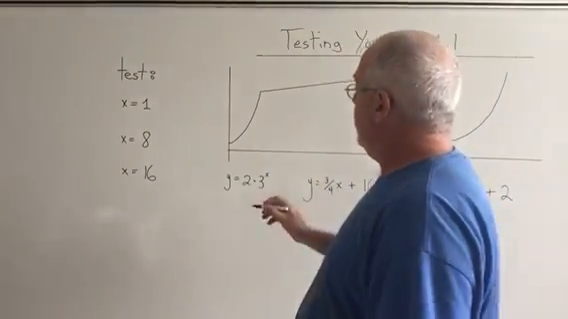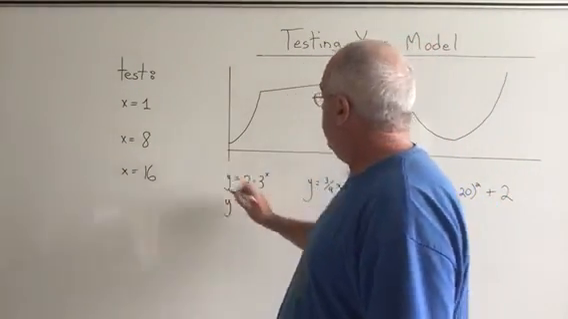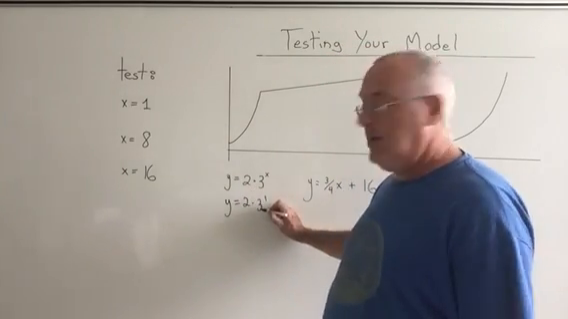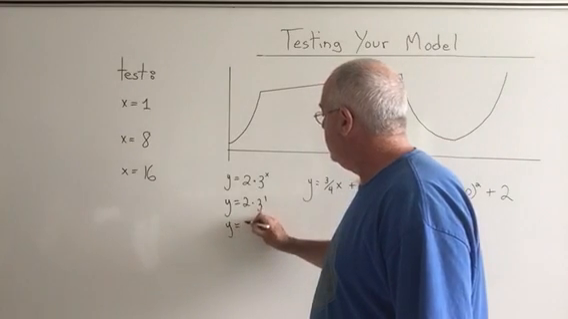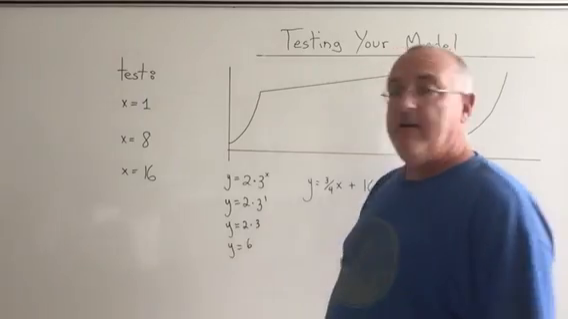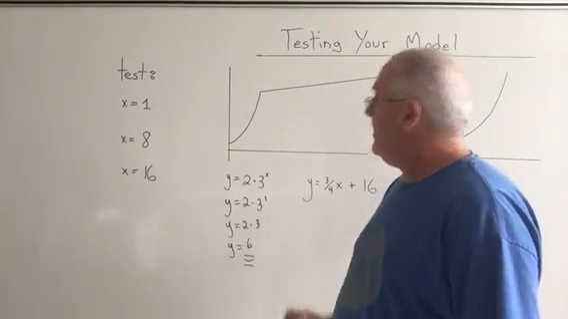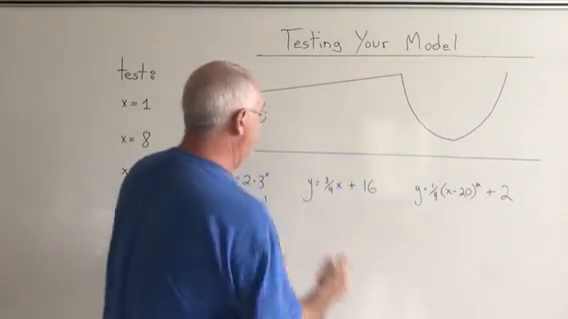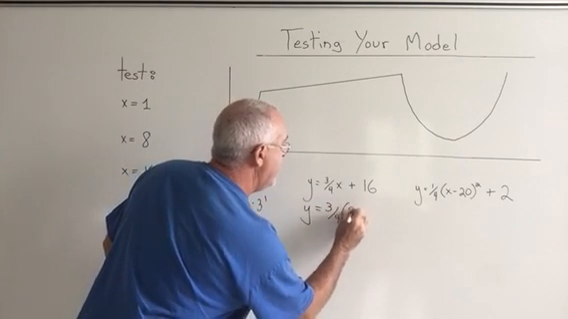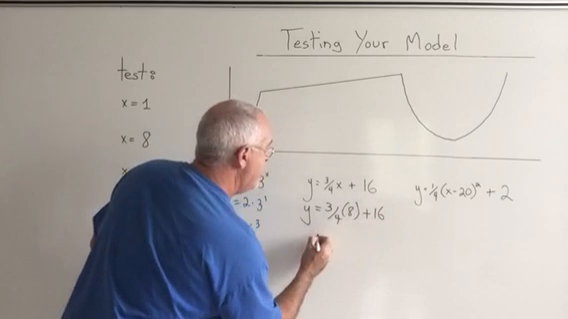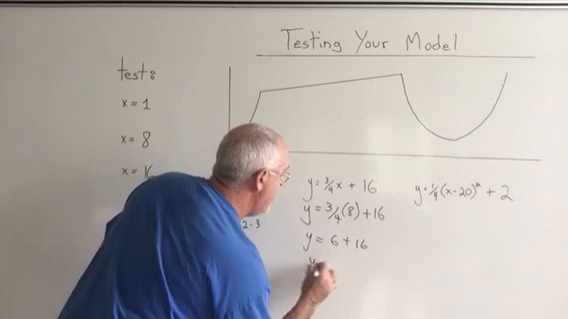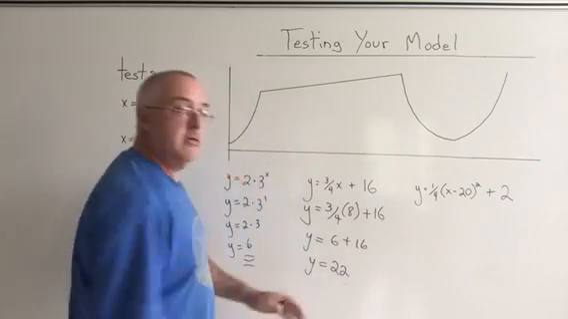Plugging, of course, is simple math. We replace x with 1 in our equation. 3 to the 1 is equal to 3, so our equation becomes y equals 2 times 3, y equals 6. We have our answer. Plugging x equals 8 into this function, we have y equals 3/4 of 8 plus 16. 3/4 of 8 is 6. So I have y equals 22 as my answer.